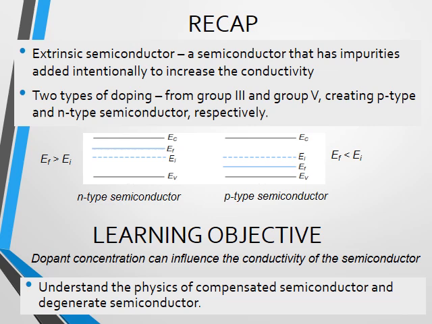Before we start with the new topic, let's recap on what we have learned previously. Extrinsic semiconductor is a semiconductor that has impurities added intentionally to increase the conductivity. There are two types of doping, one from group 3 and one from group 5, creating a p-type and n-type semiconductor respectively. For this new topic, we are going to learn about the dopant concentration that can influence the conductivity of the semiconductor and understand the physics of compensated semiconductor and degenerate semiconductors.